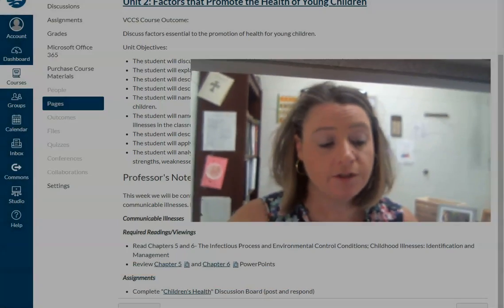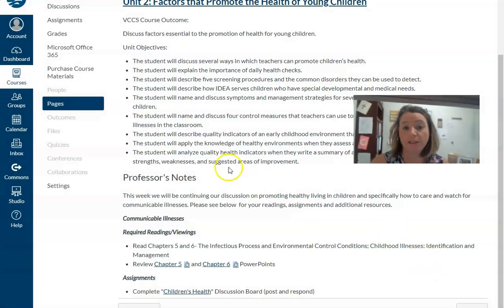So when you look into our weekly information, we're continuing on with the health of young children, but this is going to be our final week before we get into Unit 3, which is going to be dealing with the safety aspect. So as I said, you're going to be looking at chapters 5 and 6. Chapter 6 is fairly short, so that's why I kind of lumped it in with chapter 5, because I felt like it did have some good information that I wanted you to read. And so I have put the PowerPoints in here as well.